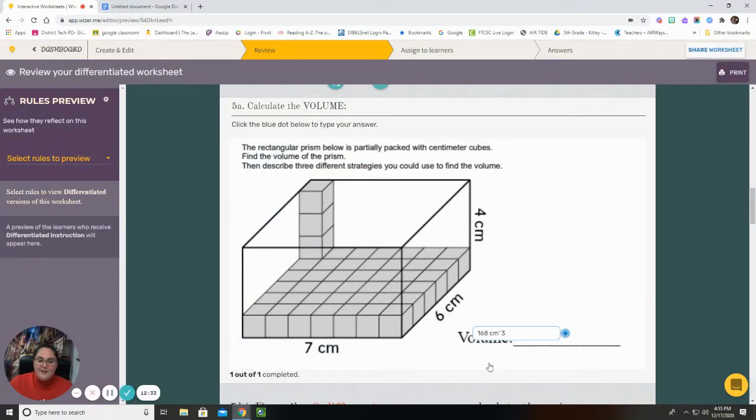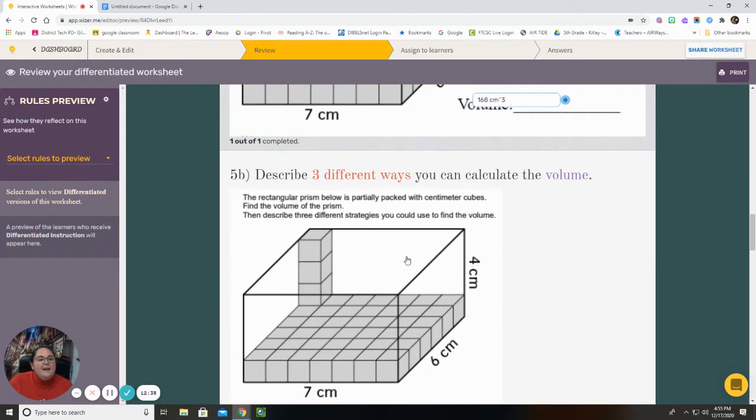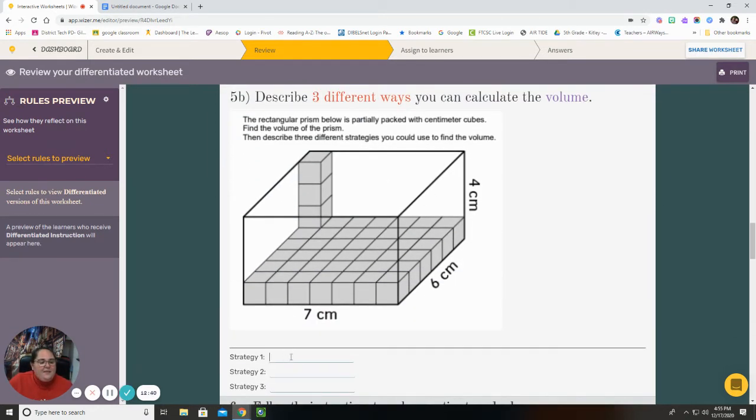And now that I have my answer in there, it probably won't stay on there, and that's okay. So it's there. I see it. Done. Describe 3 different ways you can calculate volume. Base times height. By the way, these are questions on your test. Length times width times height. Fill with cubes and count them. Done.